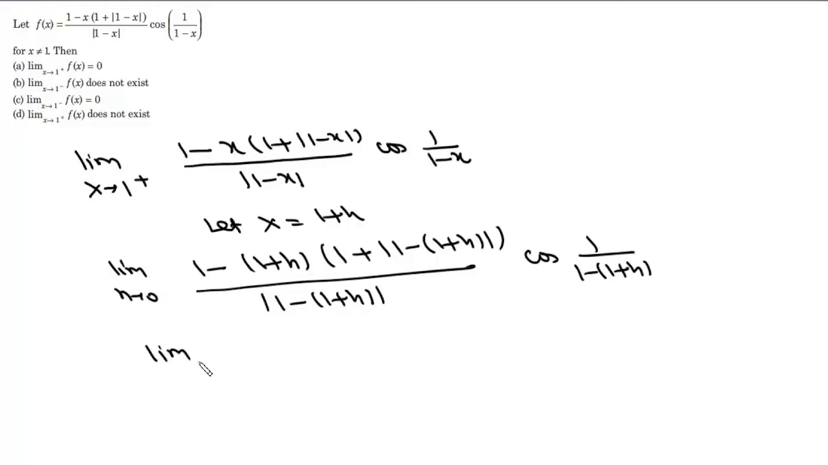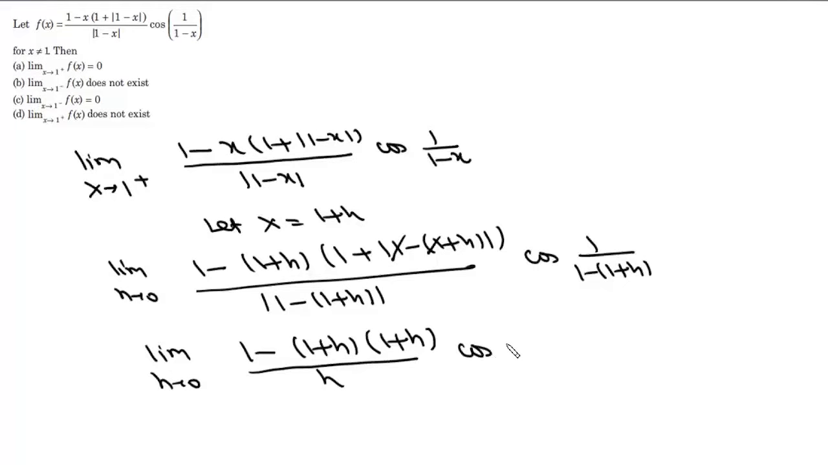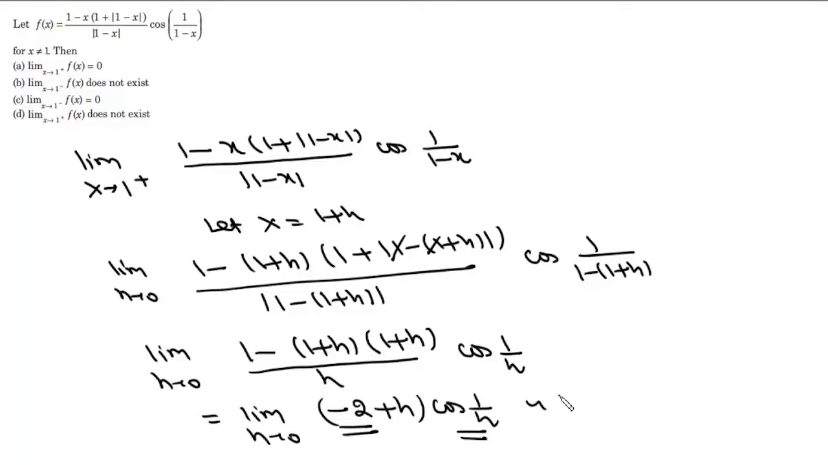Now this is limit h tends to 0. Now this is 1 minus 1 plus h. Now here 1 and 1 will cancel, so this also is 1 plus h. Here this value is h, and this is cos 1 by minus h, which is cos 1 by h. Now this is limit h tends to 0. Now 1 minus 1 will be 0, and then it will be minus 2 plus h into cos 1 by h. Now this minus 2 into cos 1 by h will be minus 2 into cos infinity, which is an oscillating value between minus 2 and plus 2. That means this limit does not exist. So limit x tends to 1 positive of f(x) does not exist.